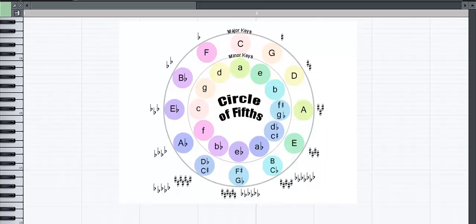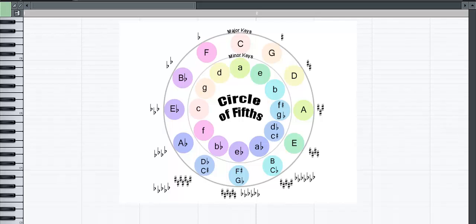Before we can get into understanding how to build these progressions of chords, we must learn basic points of rest and tension. Examine the diagram on the screen. This is called the circle of fifths.